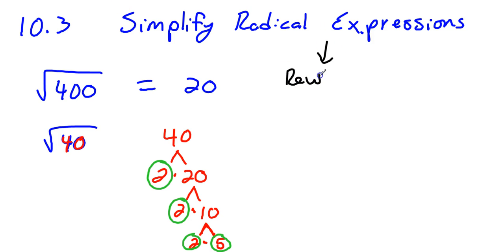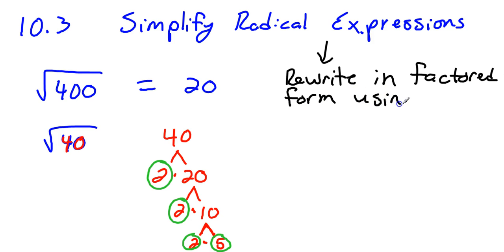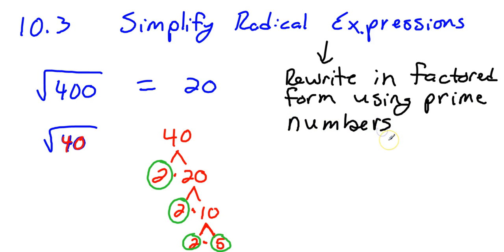And here's basically what we're going to do when we're rewriting these. When they ask you to simplify, you're going to rewrite the radical expression they give you, whatever the number may be, in prime number form. And when you're talking about prime numbers, your big 3 prime numbers are going to be 2, 3, 5.